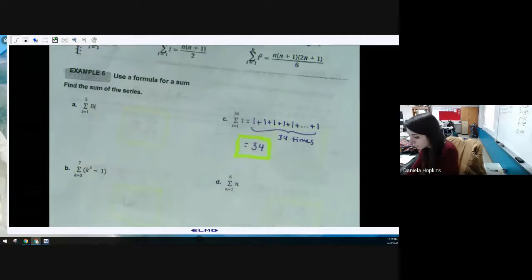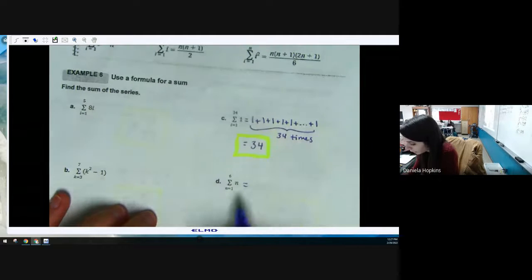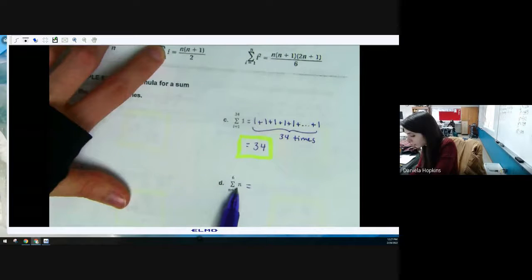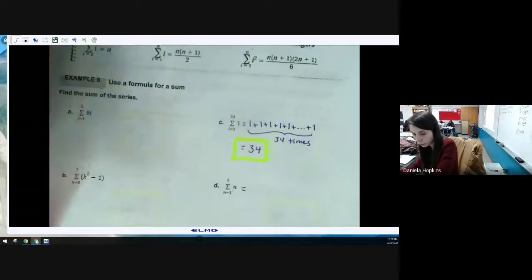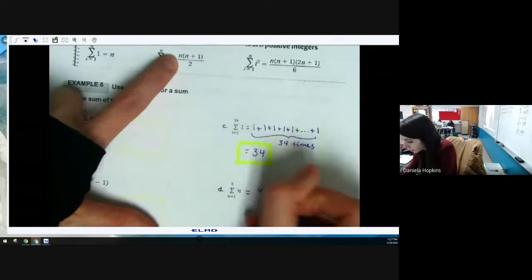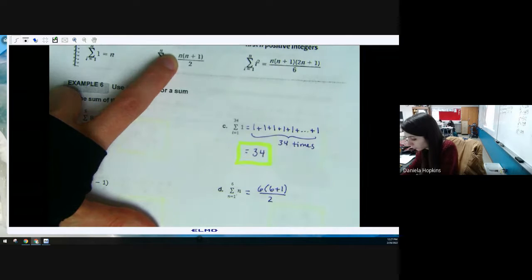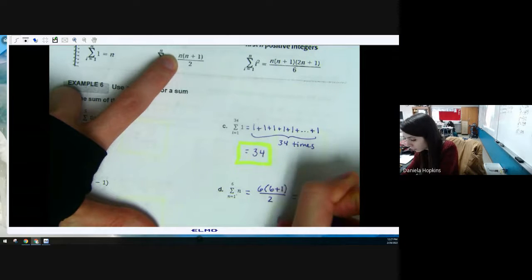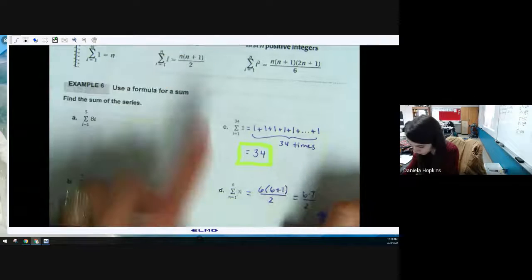So how you would use this here is you would say, okay, since this is only talking about the index, right? That's the only rule here. Then my formula will be the upper bound, which is 6, times 6 plus 1 all over 2, which would be 6 times 7 over 2, which ends up being 21.